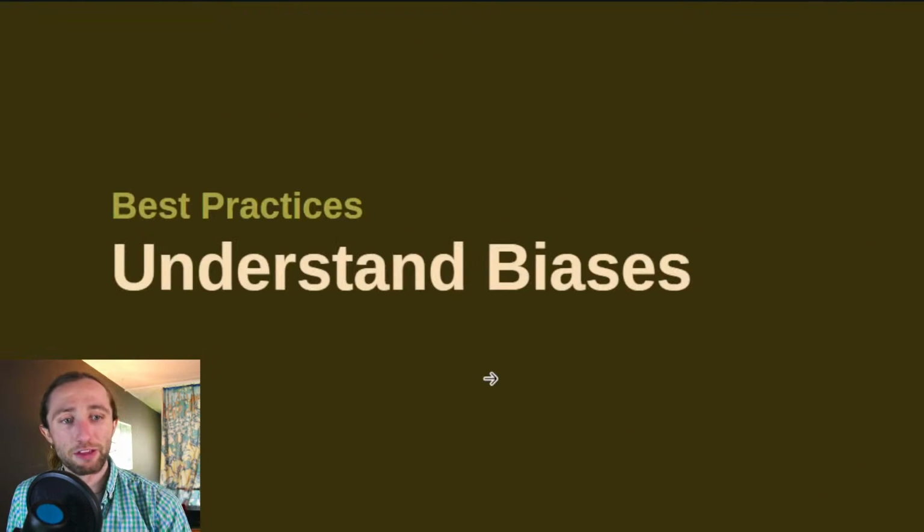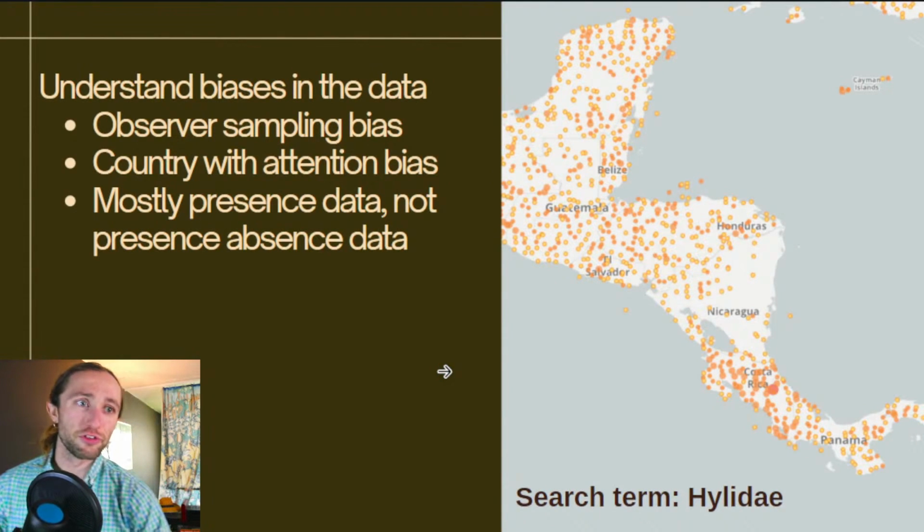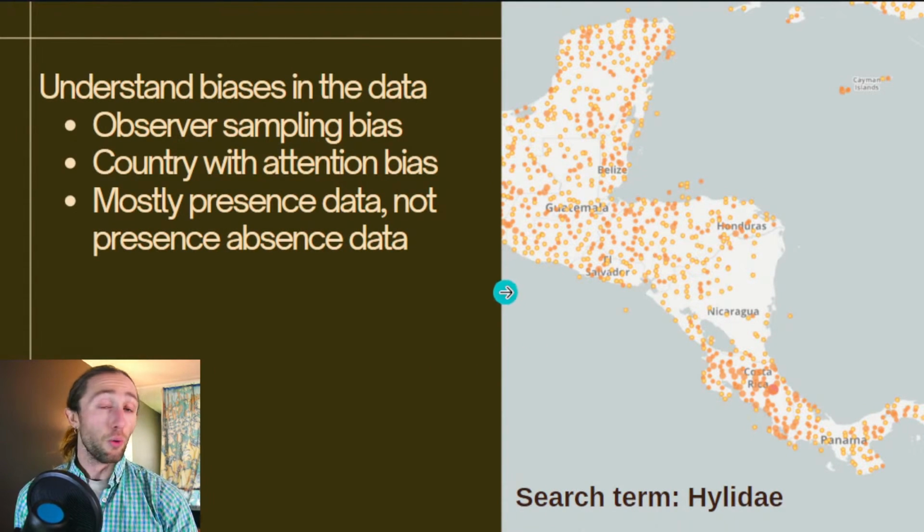And the last best practice I really want to touch on is biases. We really need to understand biases in our data. One is just an observer sampling bias, right?